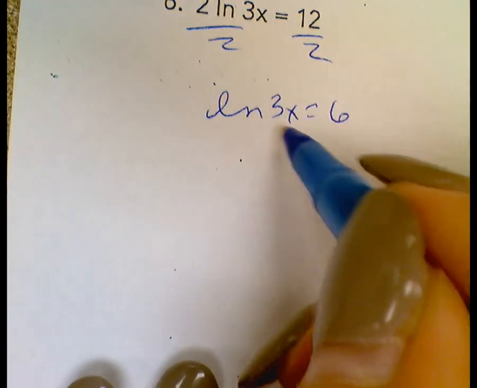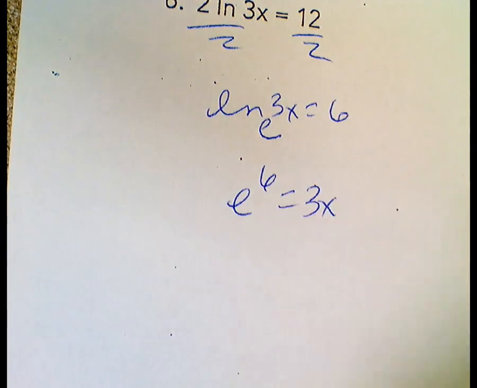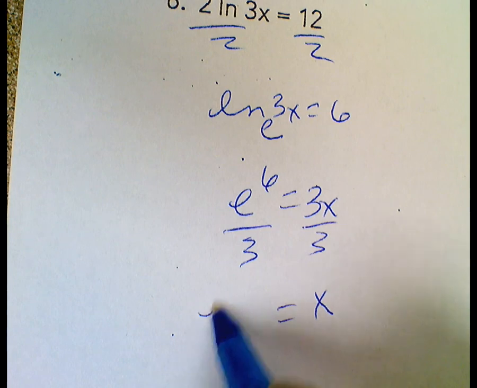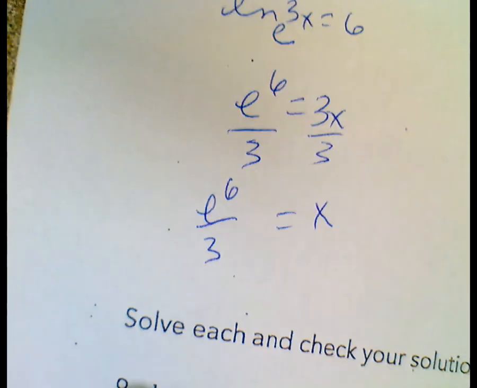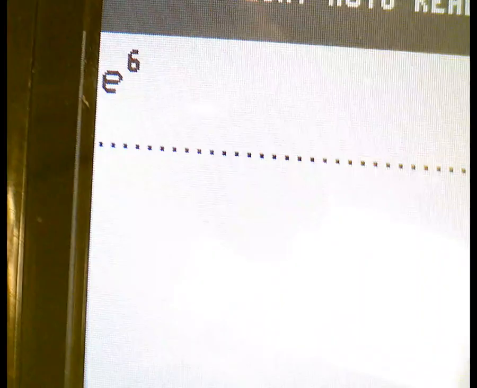So this is a single log. So there's an e here. So if we swoop, you get e to the 6 equals 3x. Divide by 3, and x is e to the 6 divided by 3. Punch that in your calculator. E raised to the 6 divided by 3 is 134.4763.